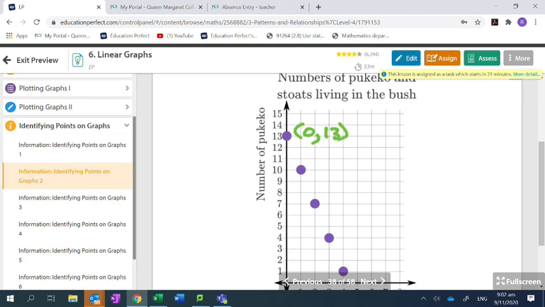How do you know it's the first point? Well, because it's the first one I see as I'm going right or left. You always read them left to right, just like you'd read a book.